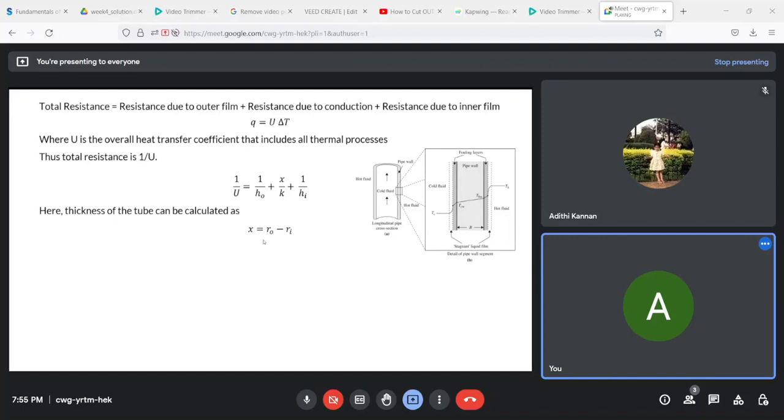So thickness of the tube can be calculated as R0 minus Ri, which is equal to 0.02 millimeter minus 0.018 millimeter equal to 0.002 millimeters. So it's actually D0 minus Di because you're dealing with an annular ring. So both the sides you have hot fluid. So you will be dealing with R0 minus Ri here also and R0 minus Ri here also. So it's actually effectively D0 minus Di. So you have 0.02 millimeter minus 0.018 millimeter, which is equal to 0.002 millimeters.